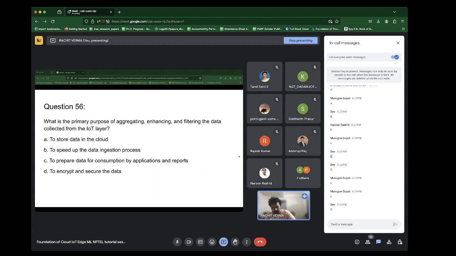So just to be clear, when do these things happen? Aggregation, enhancement and filtering, right? When do these things happen? So these happen after the data has been ingested, right? Before the data ingestion has happened, it is not possible to do any aggregation, enhancing or filtering, right? So I'm looking for the primary purpose over here.